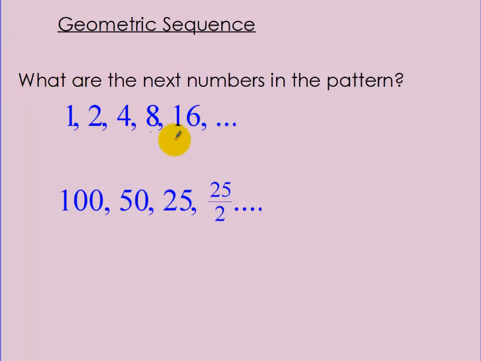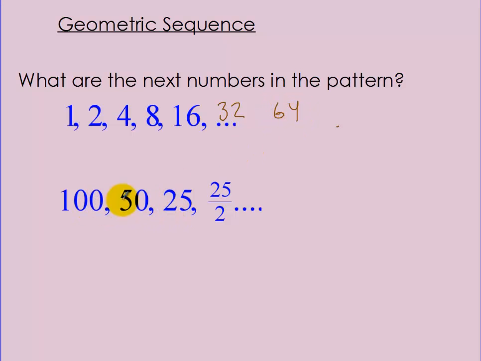So looking at these two examples, you're just looking at the pattern here. What are the next numbers in the pattern? Even just pause the video if you have to. So looking at the pattern 1, 2, 4, 8, 16, you might say, hey, it's doubling every time. So the next number in the pattern, double 16 is 32, and double that would be 64.